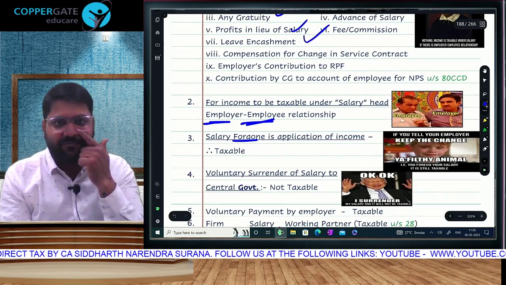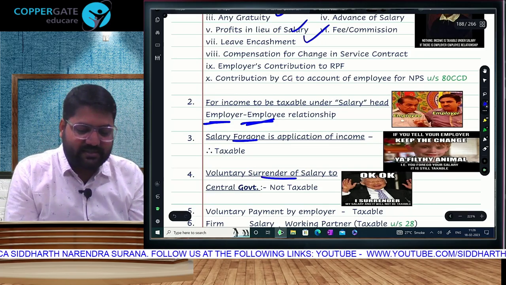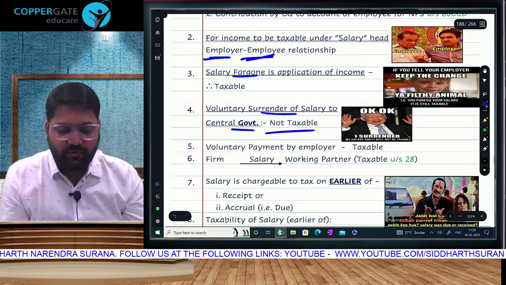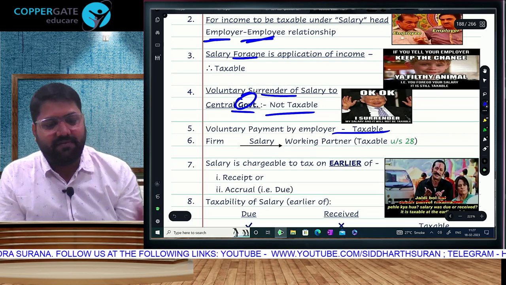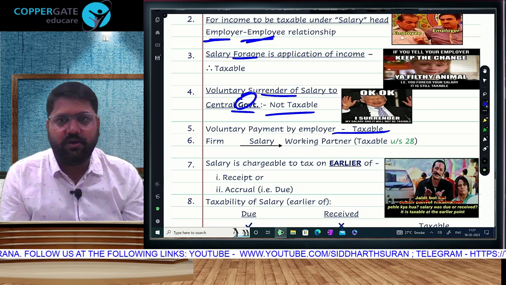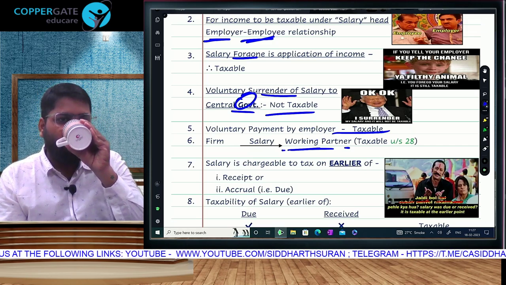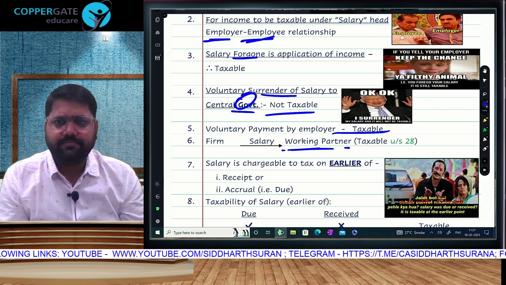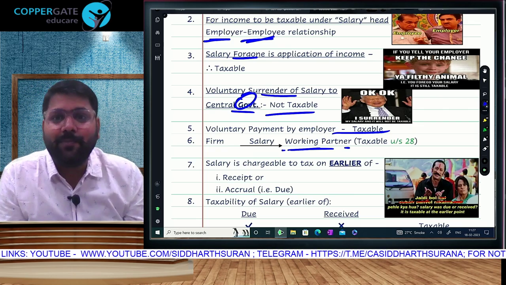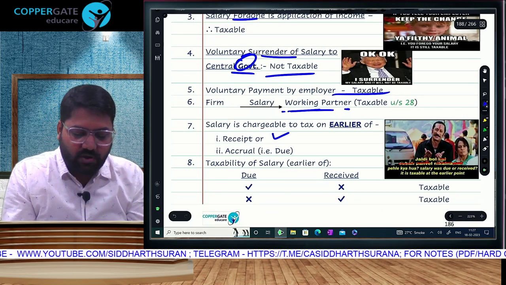If there is any salary foregone by you, it should not be, but still it is going to be taxable. Only salary surrendered to the government, you don't have to pay tax, but only to the government. Any voluntary payment by the employer, whether contractual or voluntary, everything is going to be taxable. But if a firm is paying, then it will be taxable under PGBP for the partner. Bolo bhai. It is employer-employee relationship.